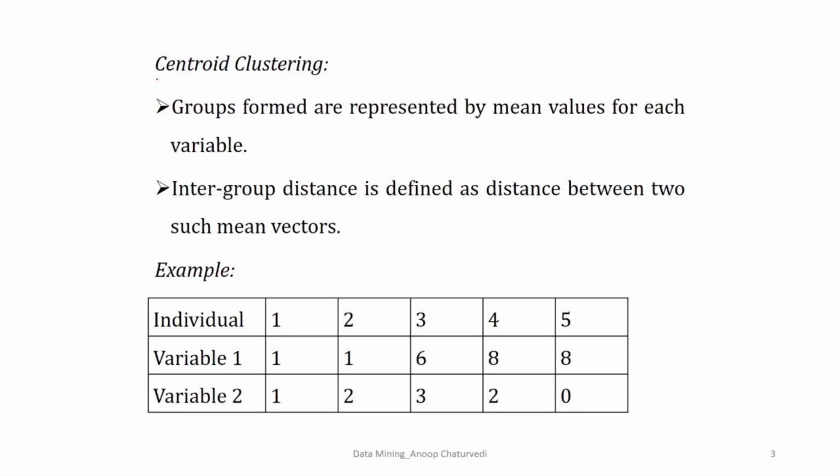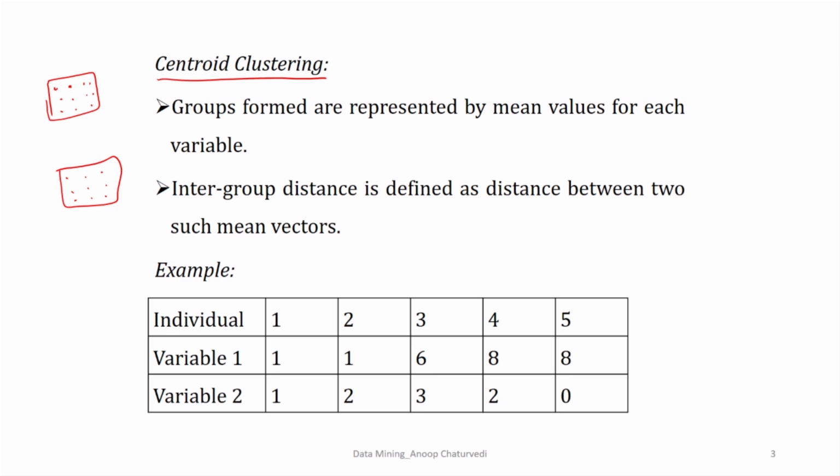Now, we come to the centroid clustering. In centroid clustering, groups formed are represented by mean values for each variable. So, suppose there are two clusters. One cluster has observations on certain individuals, and for each individual actually we have multivariate observations, means observations on several variables.